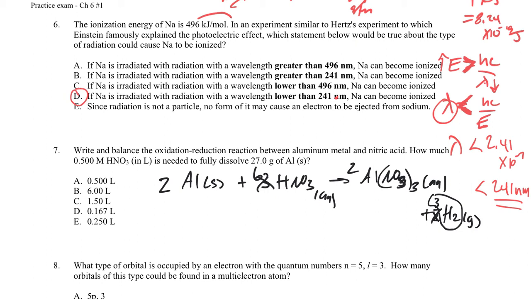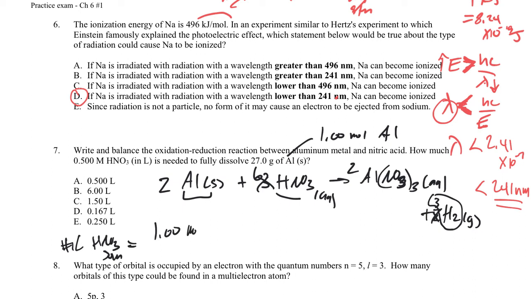Okay, so I wrote: balance the reaction. How much half molar HNO3, so 0.5 mole per liter HNO3, is needed to dissolve 27 grams of aluminum? So 27 grams of aluminum is about 1 mole, it's like 26.99 something. So this is 1 mole of aluminum. For every 2 moles, we need 6 moles of HNO3. So I want the number of liters of the HNO3 solution.